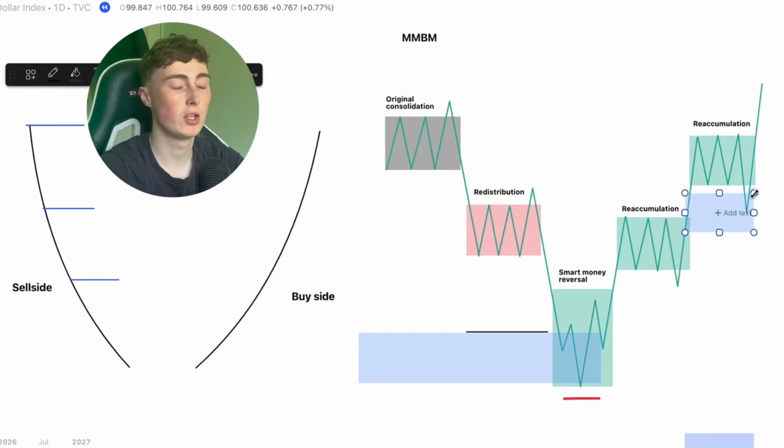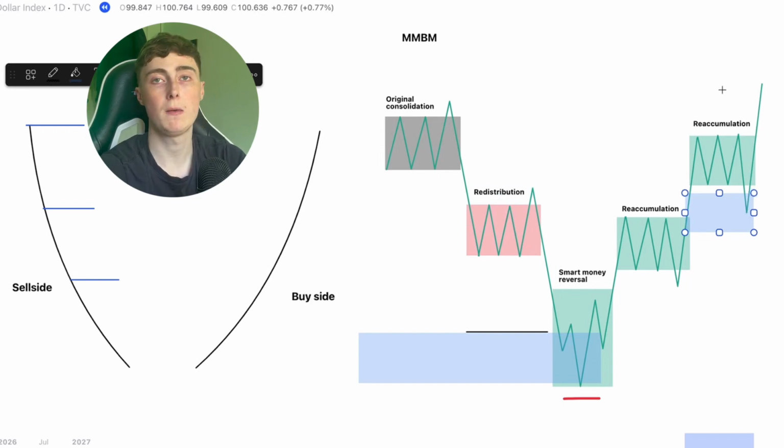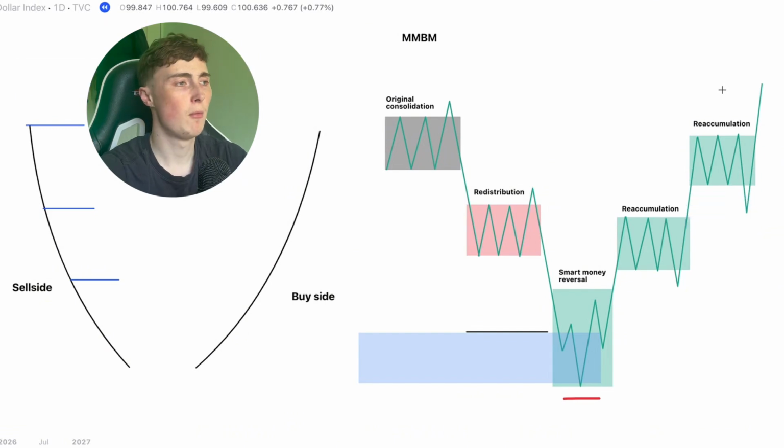But when you go and look at your examples, you'll see that price reuses the levels that get disrespected on the sell side to propel price higher on the right hand side of the chart. So that's a market maker buy model. I'm pretty sure I've explained everything. I don't think I'm missing anything.